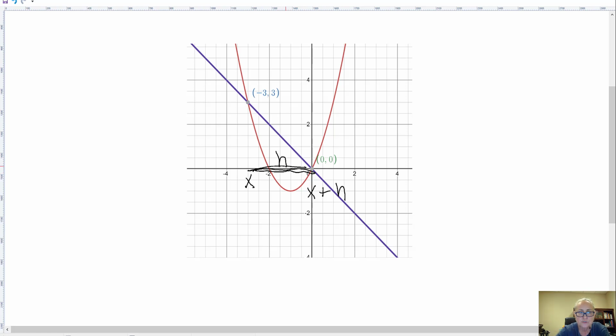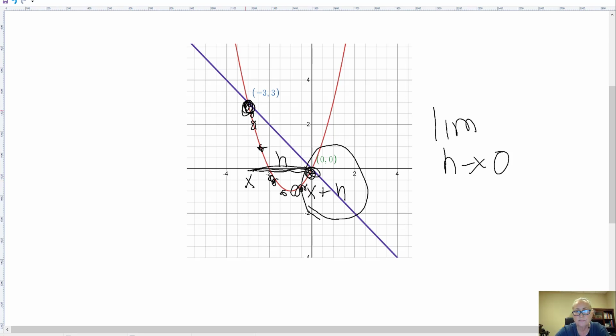So what we want to do is move this second point right here, instead of being h units away, back toward this other point until the distance is 0. That's the limit as h goes to 0. So we're taking our second point and moving it back until it's at that exact point. And if we do that, we'll be finding the instantaneous rate of change.